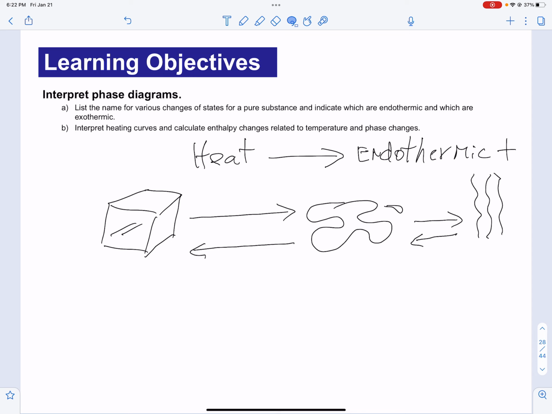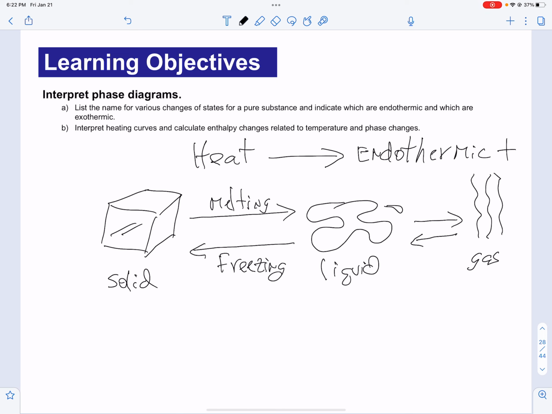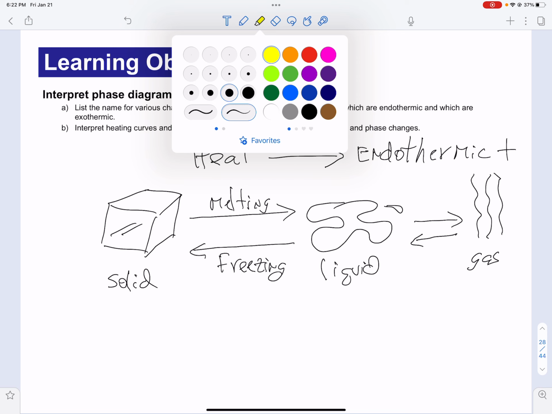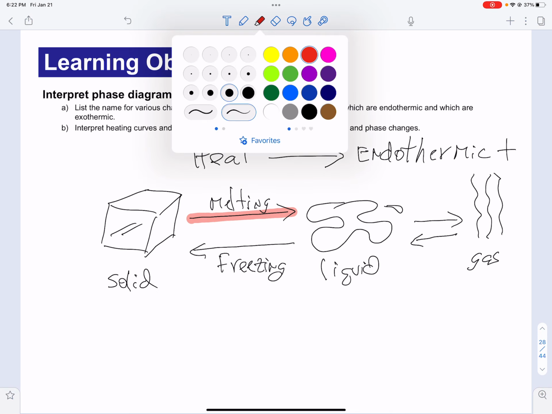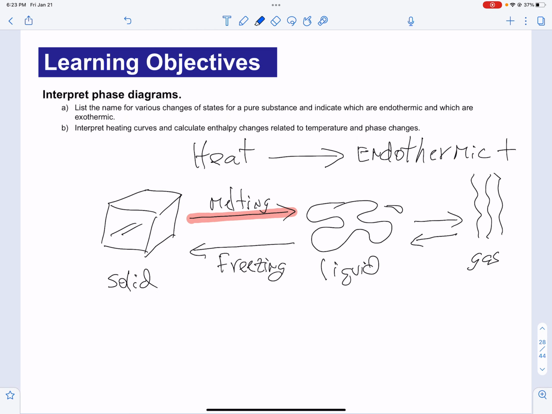Well, let me give you some guidance so you can use this diagram. So we know we have the solid, we have the liquid, and we have the gas. So we're going to call this melting, while we're going to call this one freezing. And I'm going to represent the absorbance of energy via this darker color and the release of energy by the blue color.